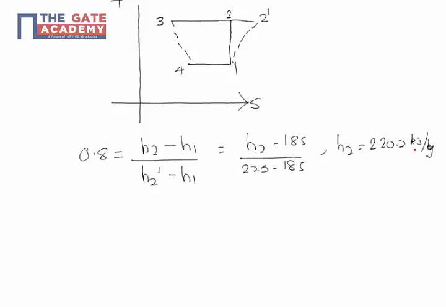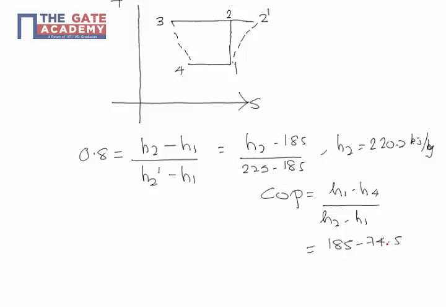Now the only thing that is left is to find out COP. So we know that coefficient of performance is the heat removed to the work which is done. So heat removed is H1 minus H4, divided by the work which is supplied, which will be H2 minus H1. So let us just substitute all these values. So this is 185 minus 74.5.